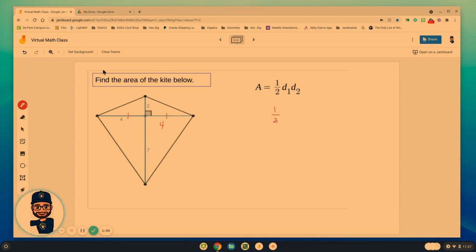Now we can do 1/2. I'm going to say diagonal 1 is this long one, or 2 plus 7, which is 9. And then the second one will be the shorter one, left to right, or 4 and 4, which is 8. So I've got 1/2 times 9 times 8, which is 72, and half of 72 is 36 square units. But again, we have to remember that if they don't label everything, we might have to go back and use some of those properties from kites.